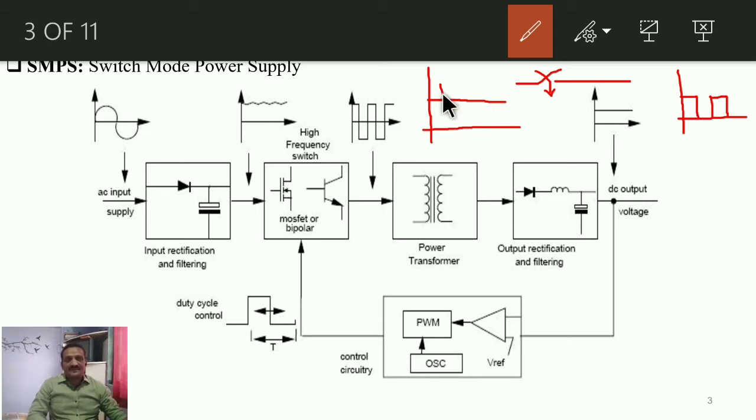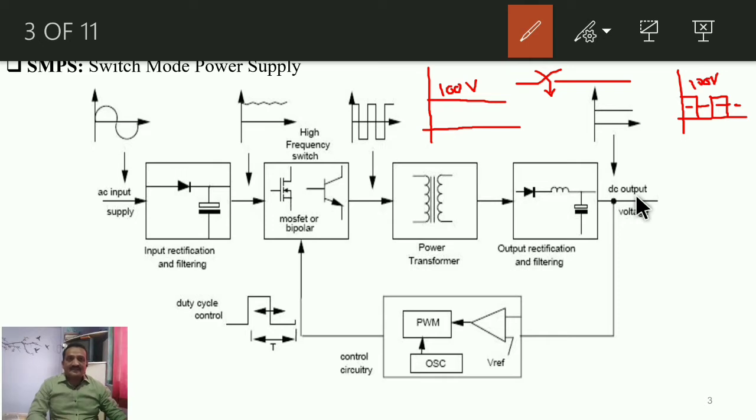For example, suppose this DC input voltage is 100 volts, and if it is switched momentarily, the obtained output will be pulsating DC with an amplitude of 100 volts. But if we connect a DMM across the output, a DMM always measures the average value of the applied voltage. So it will not be equal to 100 volts. Surely it will be somewhat less than 100. This is the basic concept of SMPS. So conceptually it is very simple.